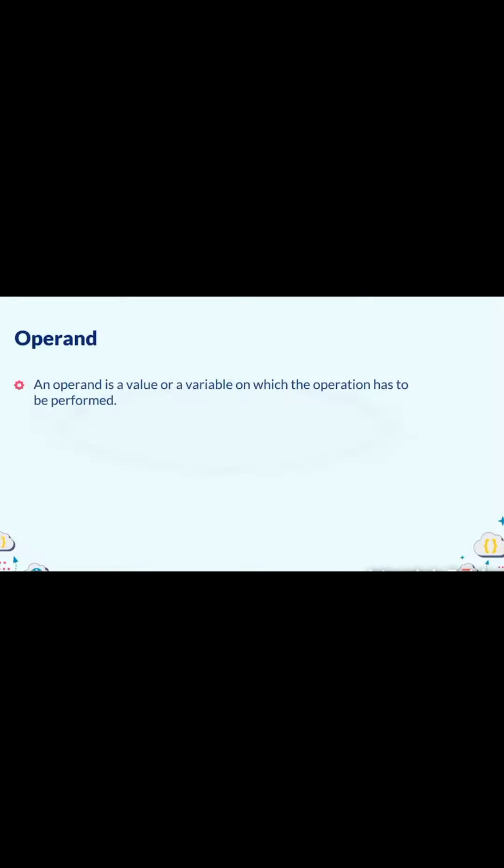Now you might be thinking, what is an operand? So let's discuss that. An operand is a value or a variable on which the operation has to be performed. For example, in our code, num1 and num2 are operands and we are performing an operation addition on these two operands. Now let us store the result of this addition in a variable. Let us declare another variable int sum and let's store the values like sum is equal to num1 plus num2. So sum will hold the addition result of num1 and num2.